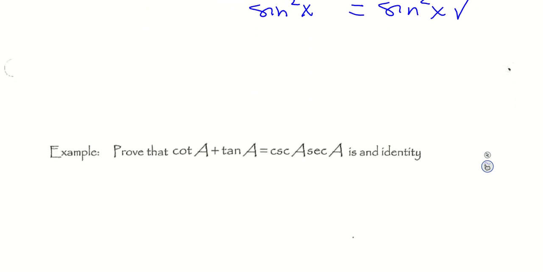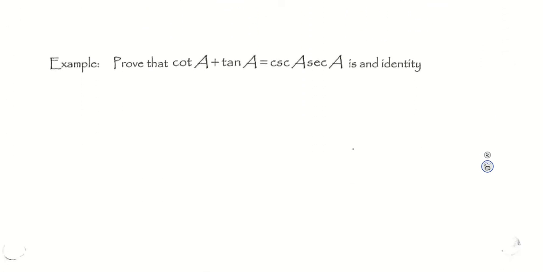Let's look at another one. This time, we're going to prove that the cotangent of A plus the tangent of A equals the cosecant of A times the secant of A. So, right, which side is more complicated? Well, both cotangent, tangent, cosecant, and secant can be rewritten as fractions. And to add two fractions is more complicated than to multiply. So we're going to start again with this left side.